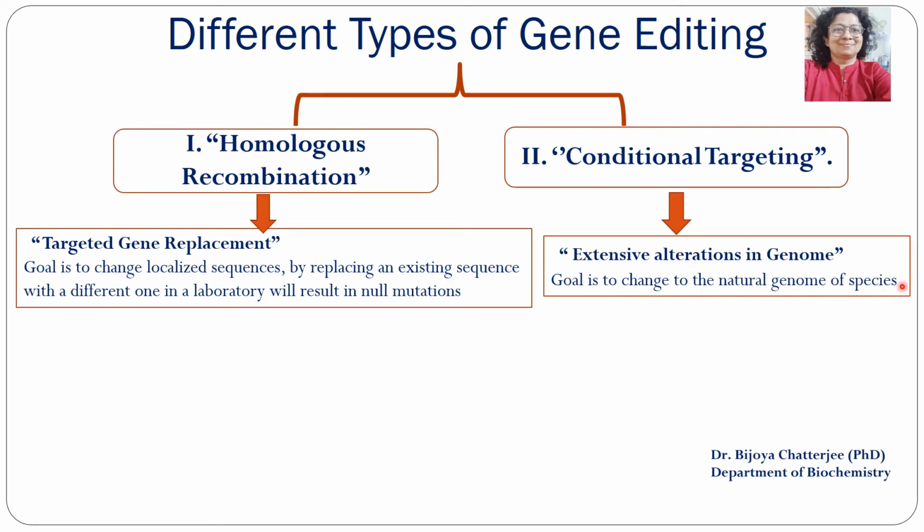Now, the conditional targeting is an extensive alteration in the genome where the goal is to change the natural genome of the species. So, here in conditional targeting, it has a much wider implication because the goal is now, after carrying out the homologous recombination and seeing its success, the conditional targeting aims to carry out the changes in the genome of an organism.